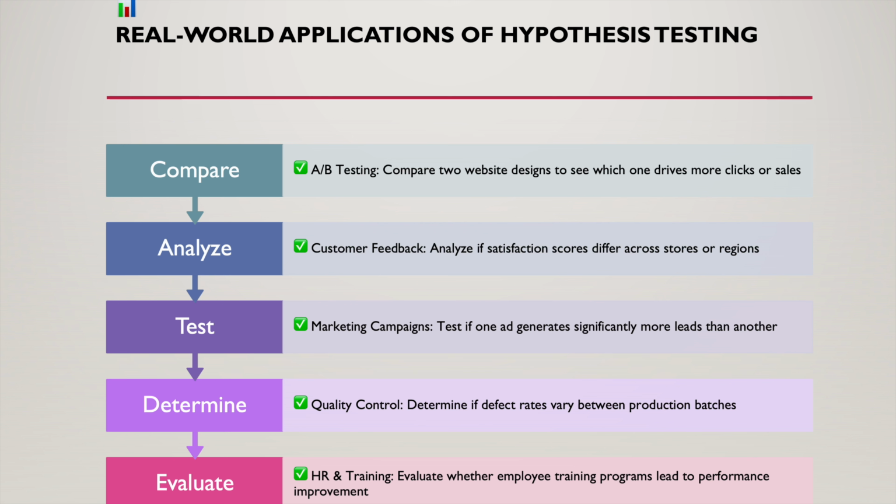Okay, so now let's look at how hypothesis testing is used in the real world. First is A/B testing. Businesses regularly compare two website versions to see which performs better in terms of clicks or sales. In customer feedback, companies test whether satisfaction ratings differ between stores, locations, or product lines.